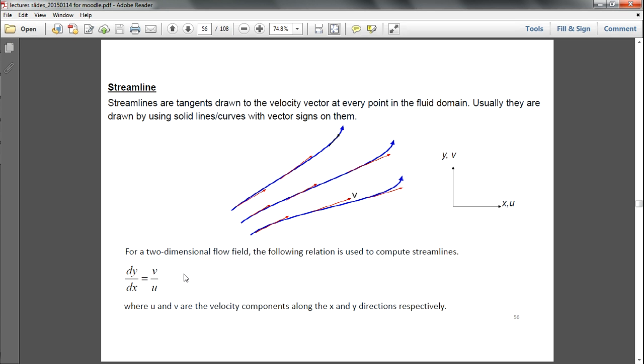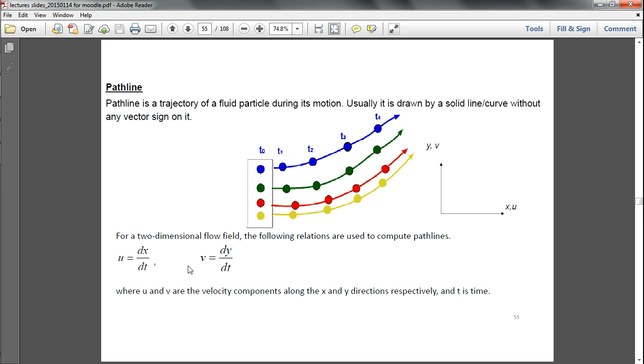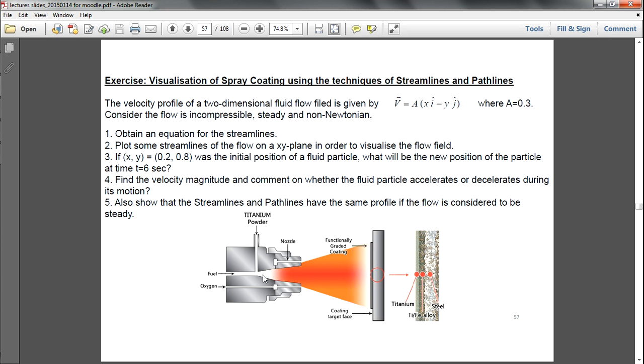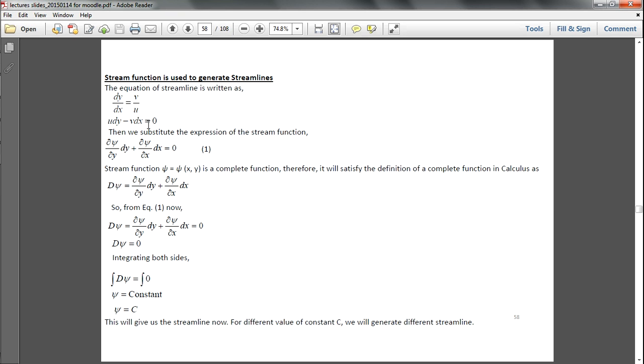What actually is a streamline? A streamline is governed by the formula dy/dx equals v over u, which comes from this v divided by this u. Although this may seem pretty easy, there is a secret weapon, which is this one.